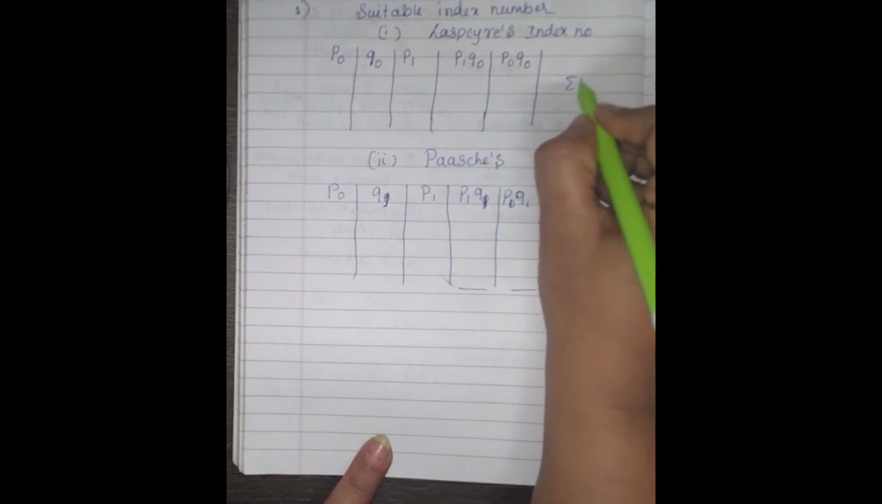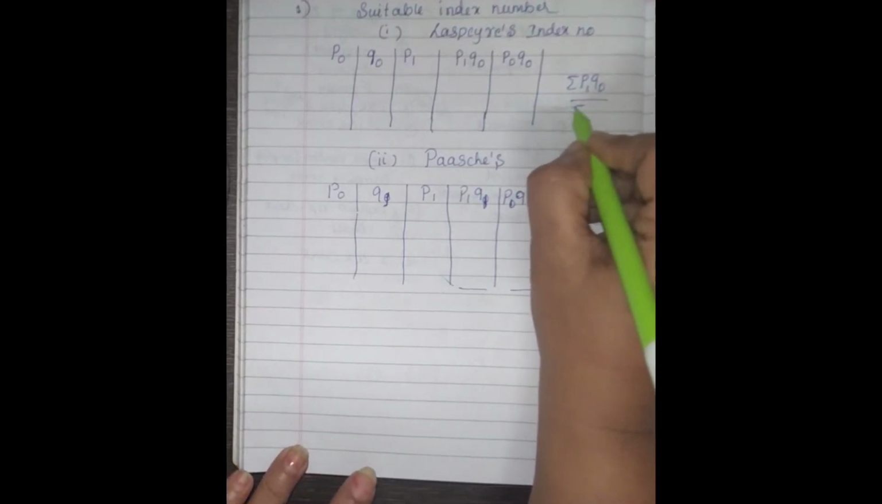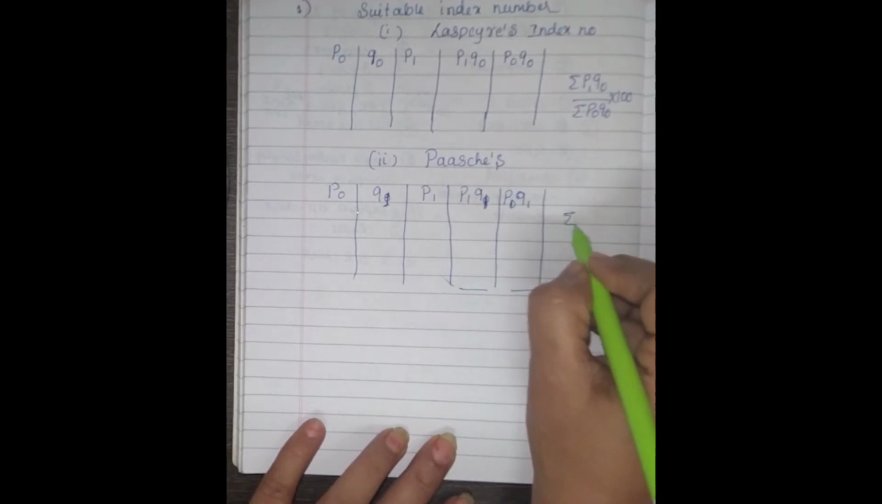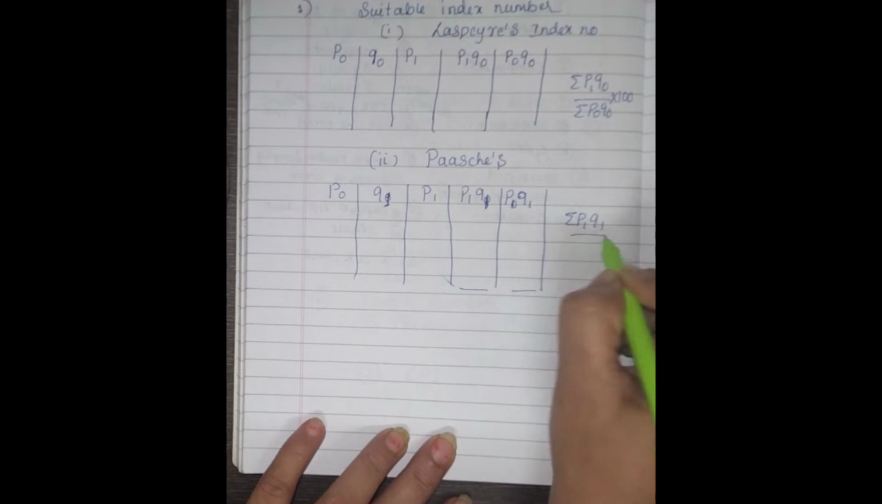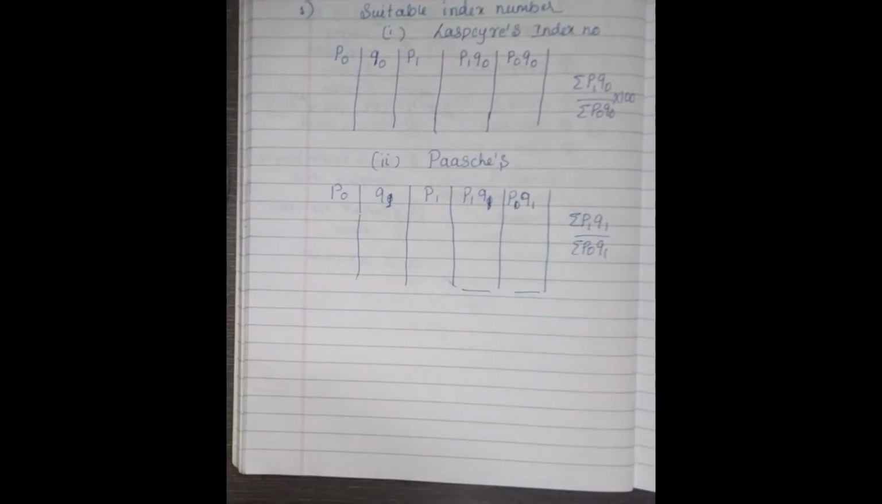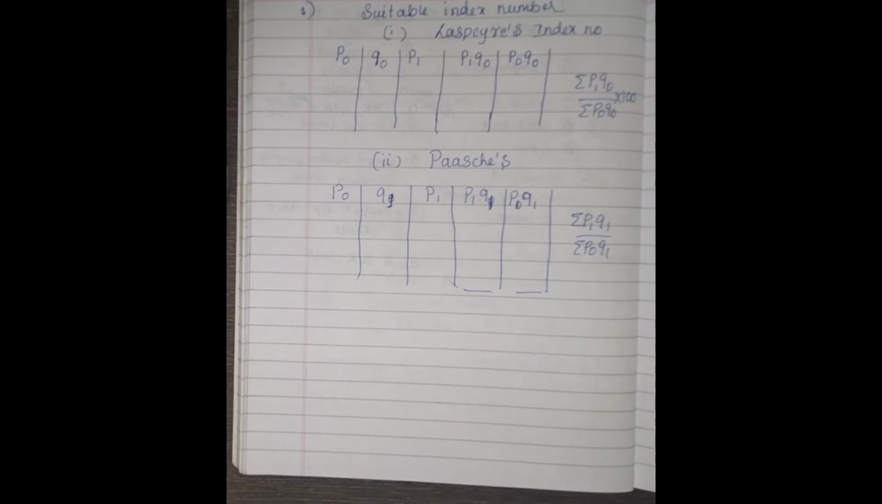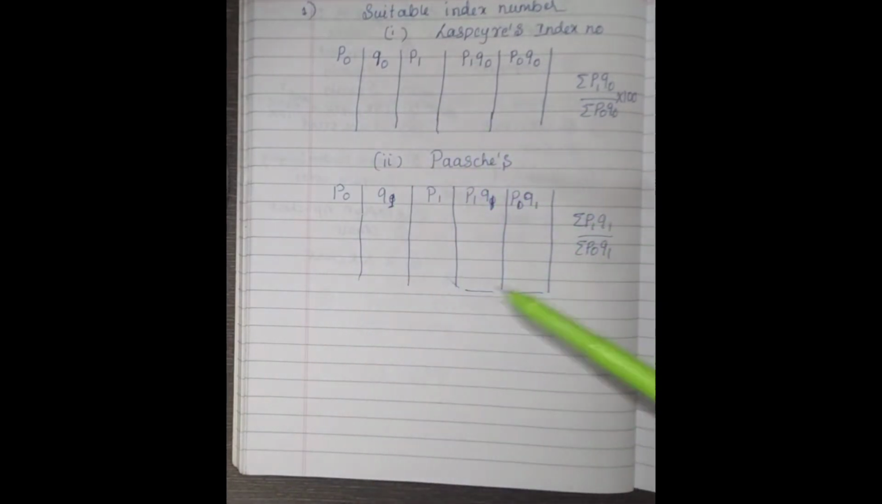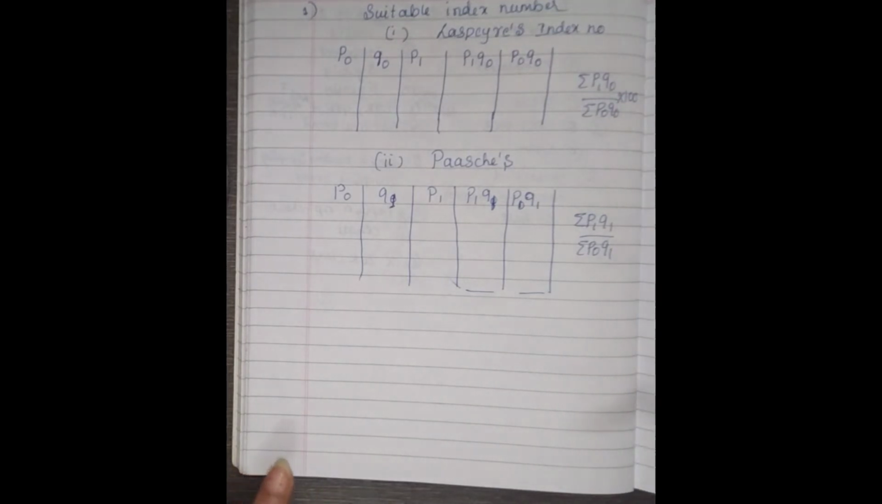The formula for Laspeyres is summation P1 Q0 divided by summation P0 Q0 into 100. But here you have to calculate it as P1 Q1 divided by P0 Q1. You can go through these suitable index numbers in the index number chapter, either Laspeyres, Paasche or Marshall-Edgeworth. Marshall-Edgeworth or Fisher's index number, if they are asking, means they are giving both Q0 and Q1. You have to calculate according to the formulas. This is very important in the index number chapter.